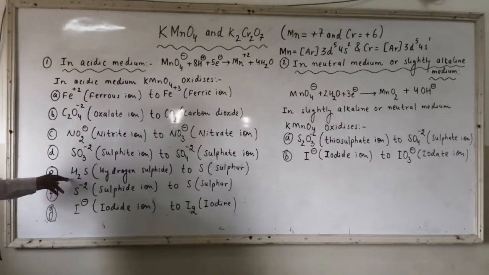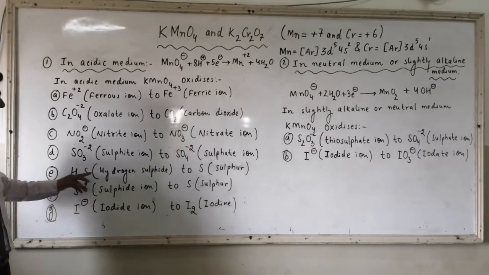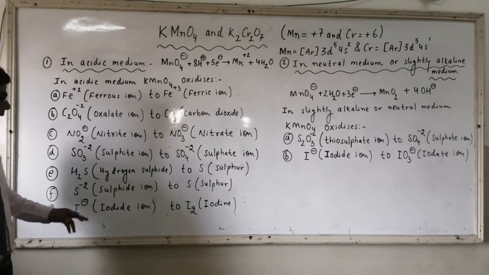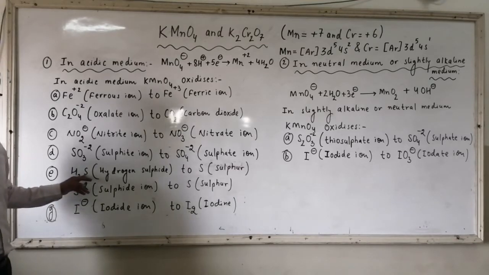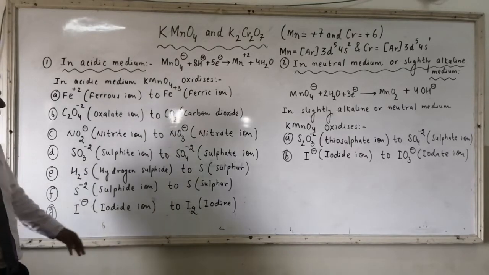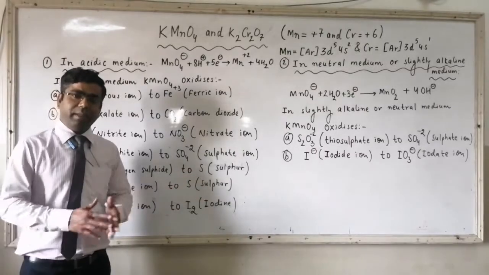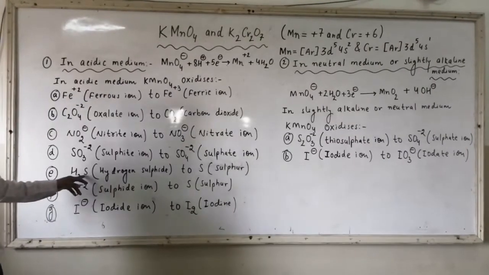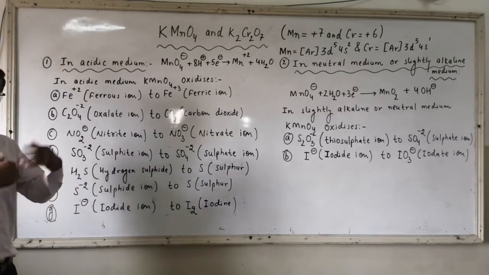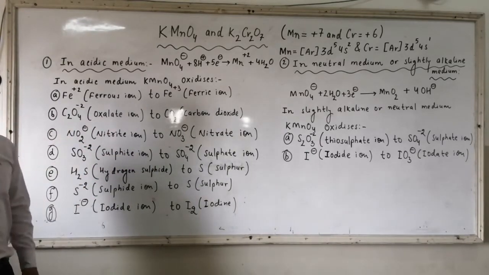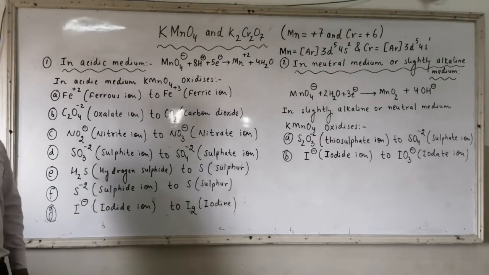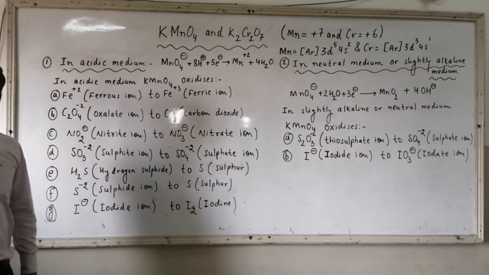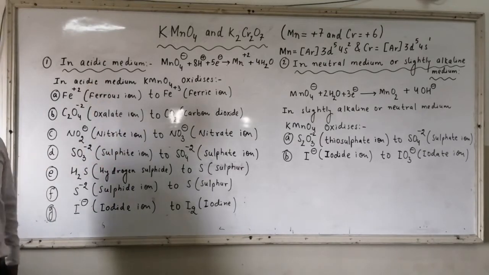Similarly, next case, H2S, which is called hydrogen sulfide. In H2S, the oxidation state of sulfur is -2. H2S gets converted to free sulfur. Free means the oxidation state will be 0. The -2 state gets converted to 0. -2 to 0, an increase is there. So again, this is oxidation. Conversion of H2S to S is oxidation, and it takes place in presence of KMnO4.